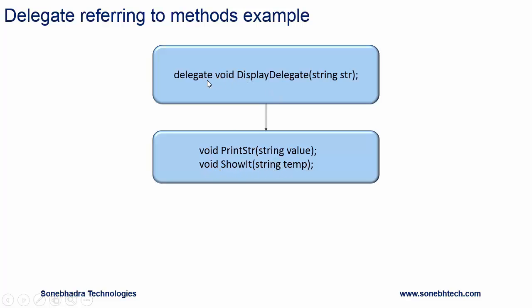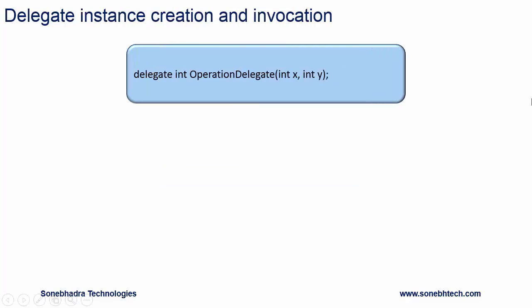So we can see the delegate signature is matching with these methods signature. So delegate can refer to any of the method available here. Delegate instance creation and invocation. So here we have delegate, operation delegate. It has two parameters of type int and return type is int. So it can refer to a method which has two parameters of type int and return type will be int.